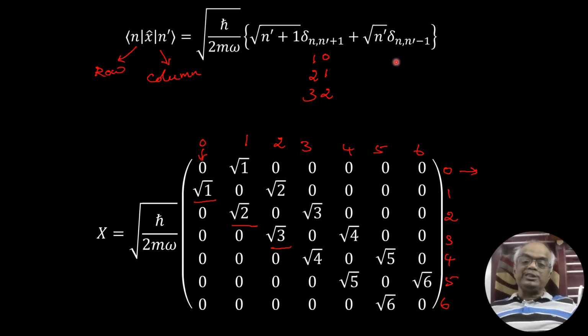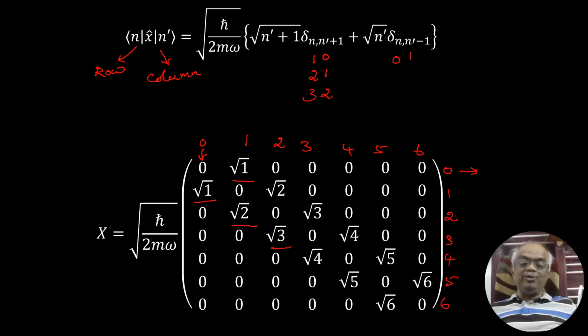Now you come to the second one. Here the n prime minimum value is 1. You cannot have 0 because it will go to minus 1. So it is 1. That means n minus 1 is 1 minus 1, that is 0. N is 0 and n minus 1 is 0, so n prime is 1. That means the zeroth row is this, and the first column is this one. Square root of n prime, here n prime is 1, so you will get 1.